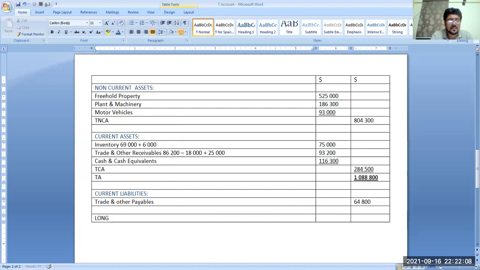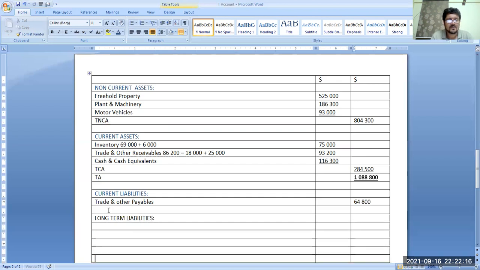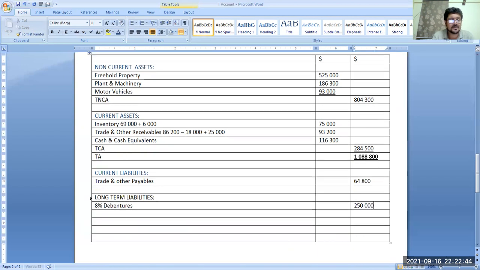long-term liabilities. We have a debenture payable. Yes. Okay, 8% debentures. And it is going to be reported directly in the second column because we don't need to add anything. 250,000. Okay. Long-term liabilities.